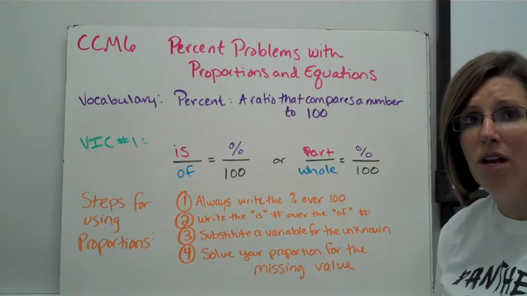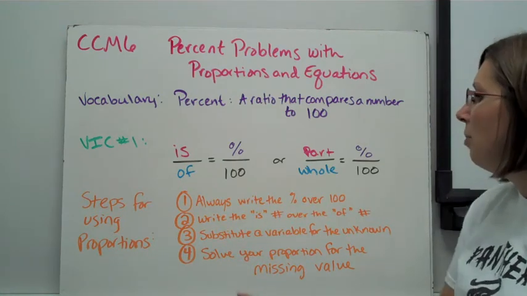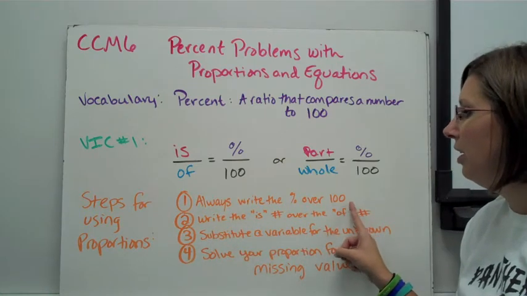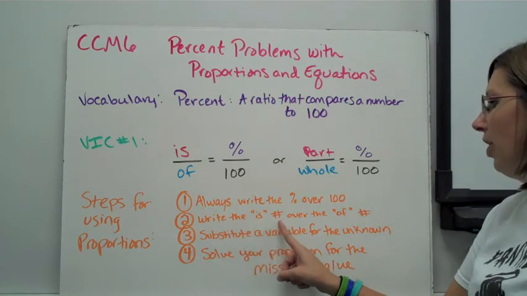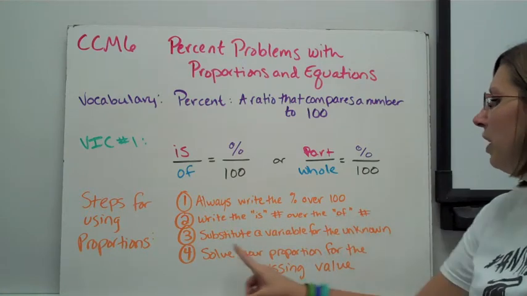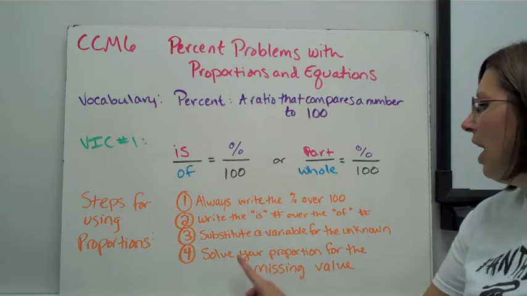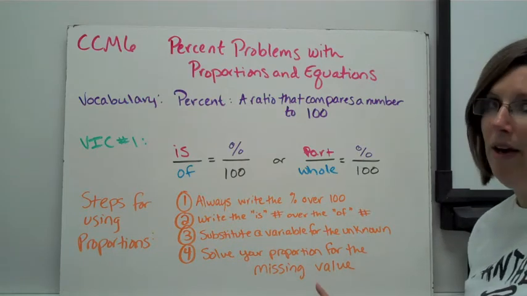Some steps for using proportions, go ahead and write this down. If you need to pause the video, you can. But the first thing we're always going to do is write the percent over the 100. We're going to write the is number over the of number, substitute a variable for the unknown value, and solve our proportion for the missing value.